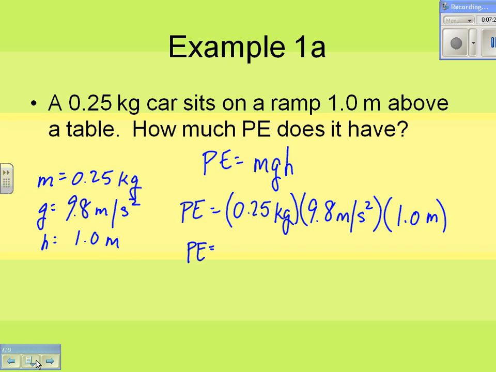Multiplying the numbers together, 0.25 times 9.8 times 1 gives me 2.45. Unit-wise, we've got kilograms times meters per second squared times meters. We abbreviate that as joules. So there's our potential energy.